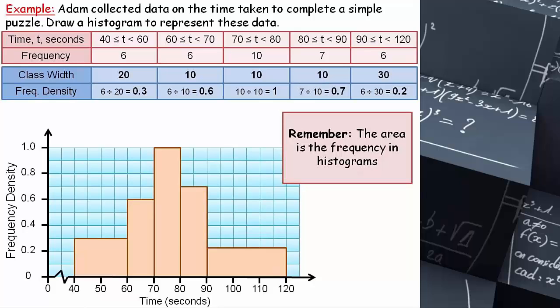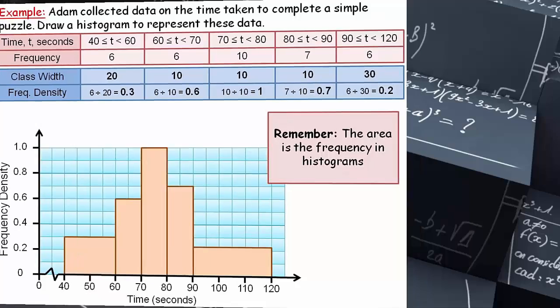Next, you will have to work out the frequency density. This can be done by taking the frequency and dividing it by the class width, as shown in the example given. You then plot the histogram the exact same way you would plot a bar chart, the only difference being in this case that the class intervals will not be even, and instead of plotting frequency, you will be plotting against frequency density.